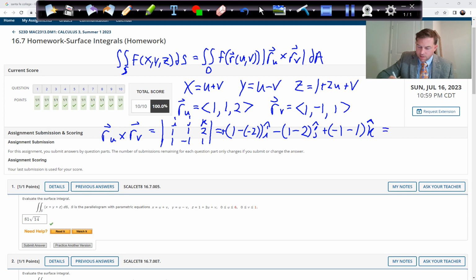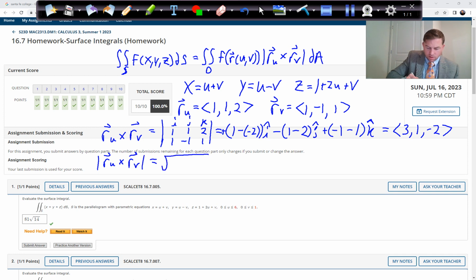So if we do this, we get 3, minus 1 with another minus is positive 1, and then minus 2. So that's r_u cross r_v. Now we need to find the magnitude of this vector, which is just the square root of the sum of the squares. So it's 3 squared plus 1 squared plus minus 2 squared, which is going to be the square root of 9, plus 1 is 10, plus 4 is 14.